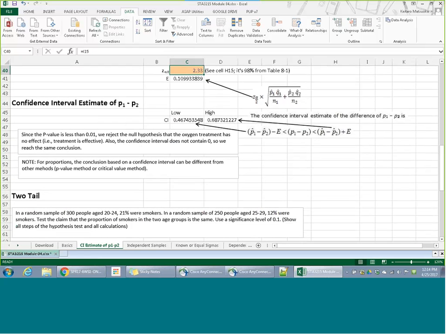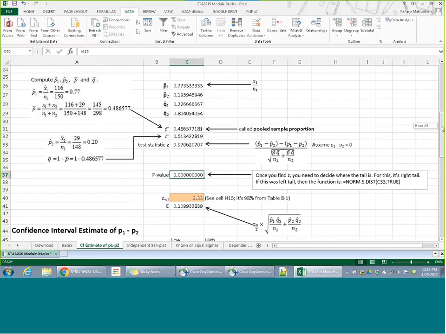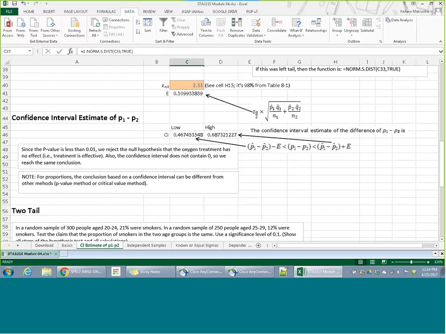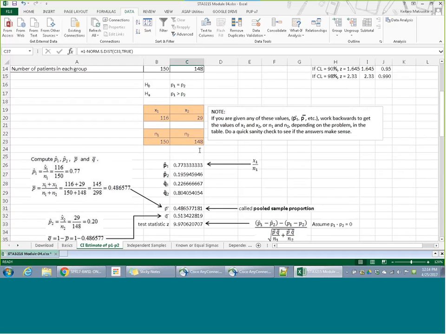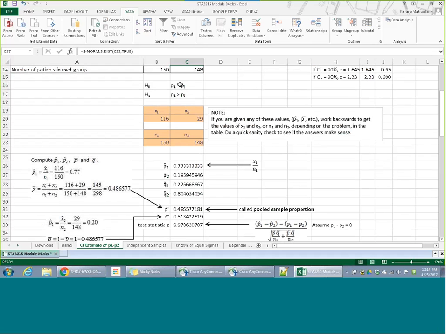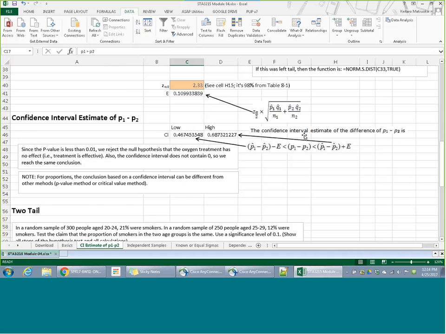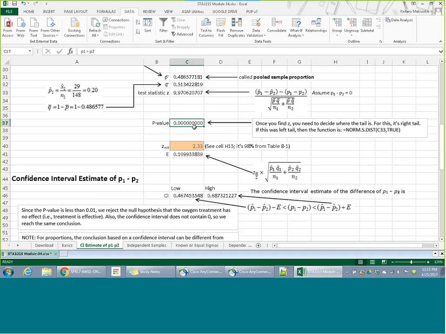So let's say if you use the p-value method, which says since the p-value is practically 0, it's less than 0.01, so that means we reject the null hypothesis. That in turn means that we're saying the oxygen treatment is effective. Okay? So that means we're rejecting the fact that the oxygen treatment has no effect. We're going with the alternative. That means one way to say it is that the oxygen treatment seems to work. Okay? So you can use the p-value method or the critical value method.